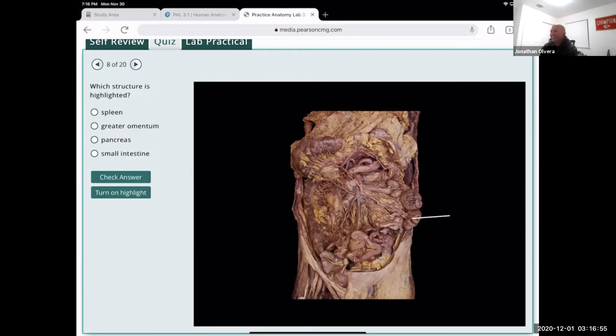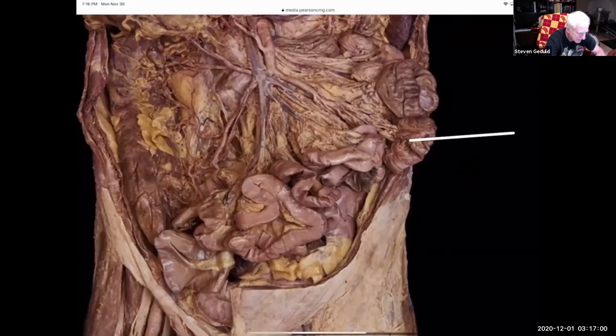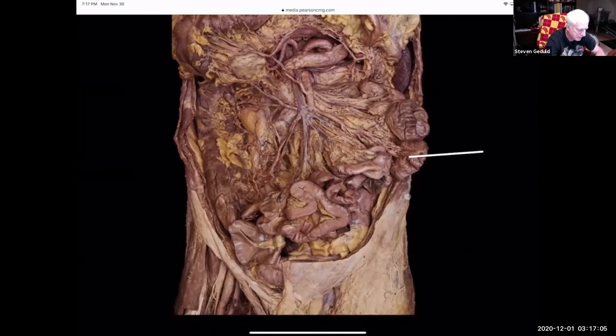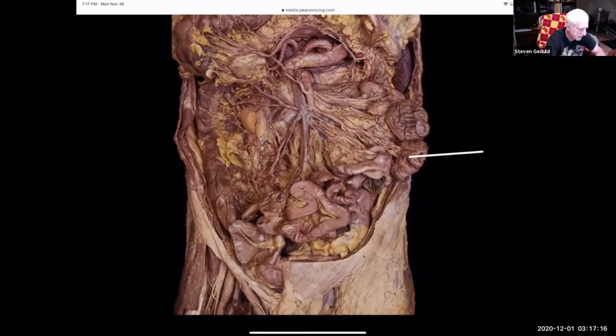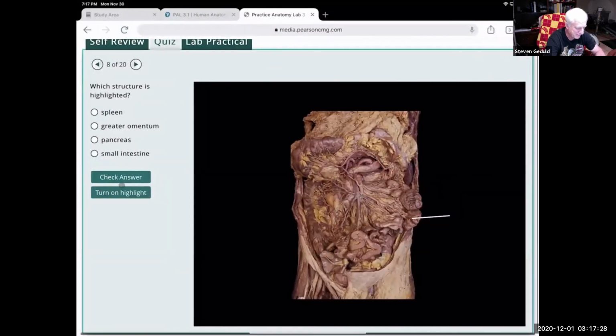Right. All right, so what are we looking at here? This looks like, here's your transverse colon coming down. What does that look like to you? Descending. Looks like the descending colon, because here's your ascending colon. This is your transverse. Here's your splenic flexure coming down, and coming out from here it looks like your descending colon. That's what it looks like to me. And that's not a choice.